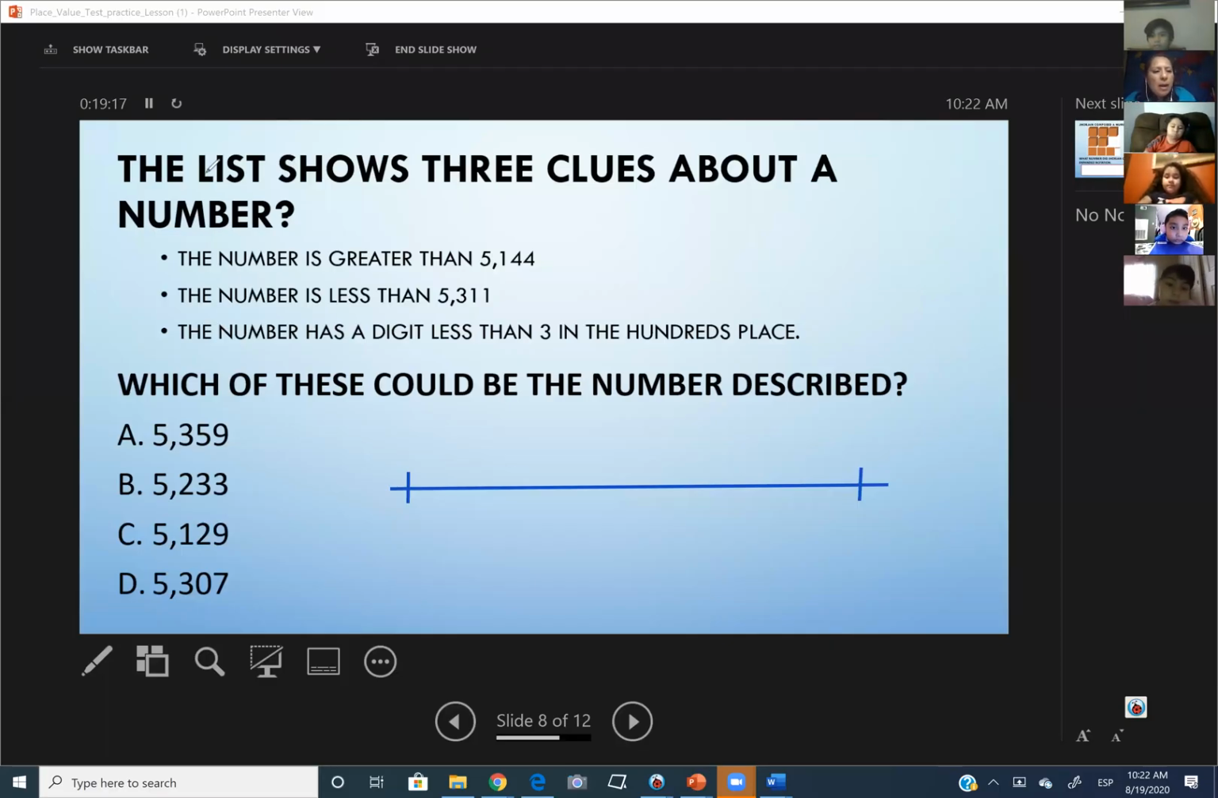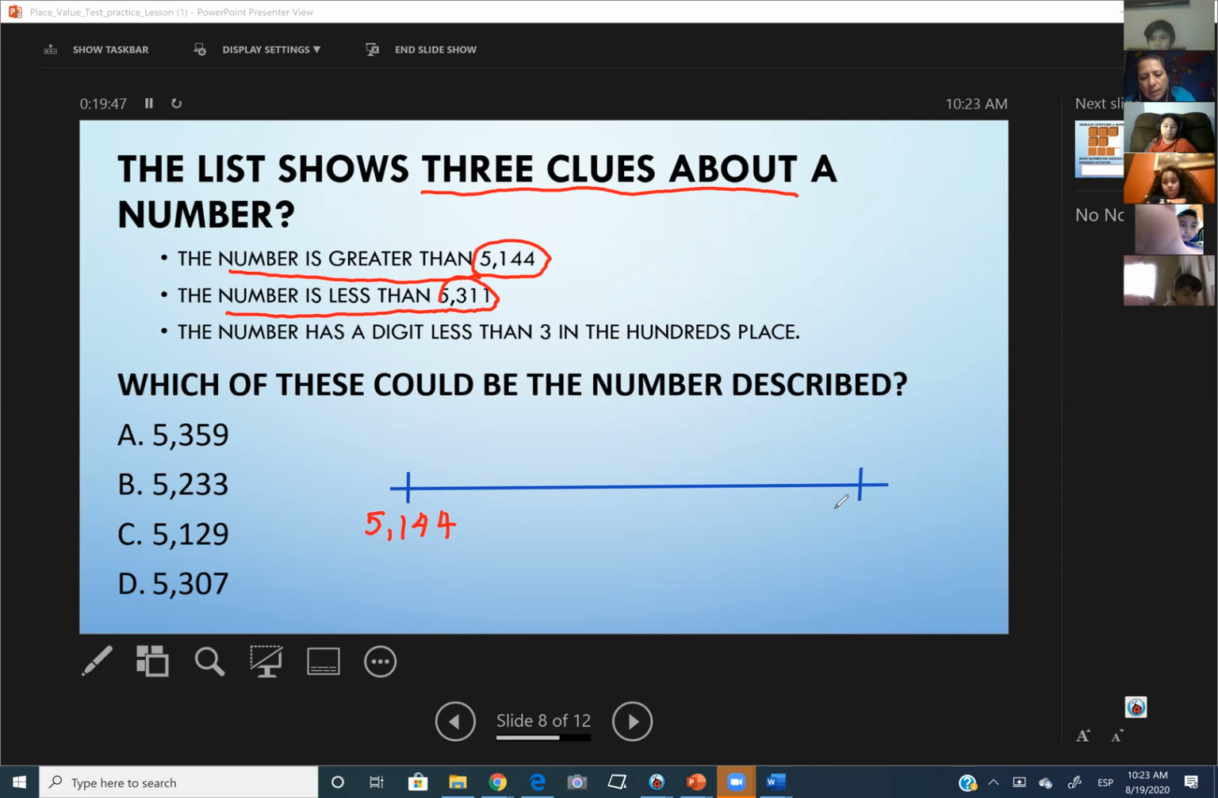Okay, guys, so we're going to have 3 clues about a number, and these are the clues. The number is greater than 5,144. So if the number is greater than that, this is going to be my least number. So I'm going to put it here, 5,144. Then here says the number is less than 5,311. So that means this is going to be my greatest number. So I'm going to put it in my number line.